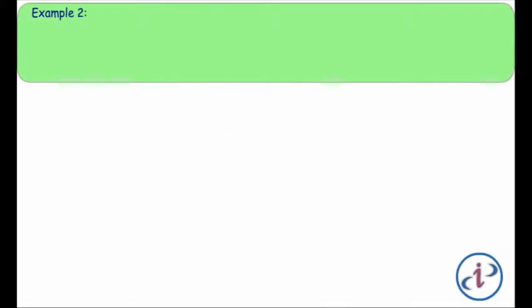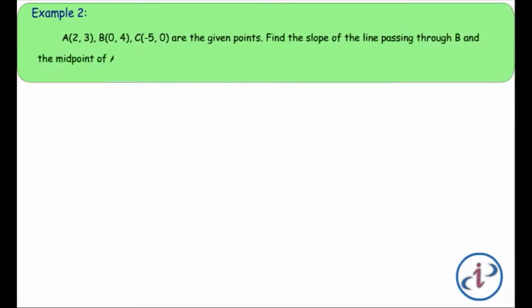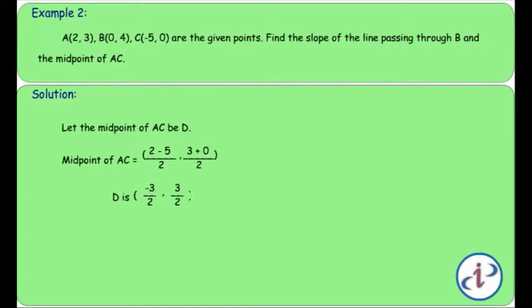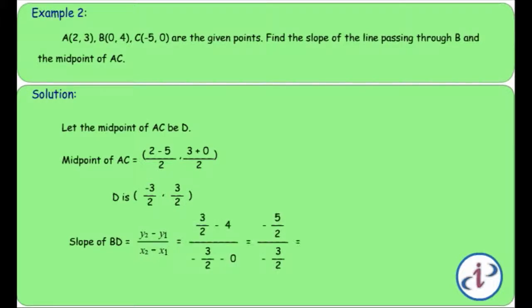Now look at this example. A is (2, 3), B is (0, 4), C is (minus 5, 0) are the given points. Find the slope of the line passing through B and the midpoint of AC. Let us consider the midpoint of AC as D. We find the midpoint of AC by adding the coordinates of A and C. Thus, D is (minus 3 by 2, 3 by 2). Similarly, the slope of BD is y2 minus y1 divided by x2 minus x1. Substituting the values, we have the slope of BD to be 5 by 3.